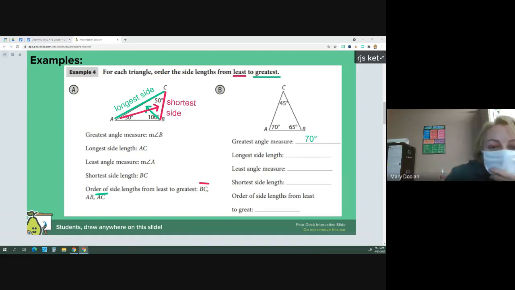Okay. So the greatest angle measure was 70. If I look across from it, that gives me the side length here. That's the longest side length, CB. And then the least angle measure of the remaining two, 45 and 65. 45 degrees is the remaining one.